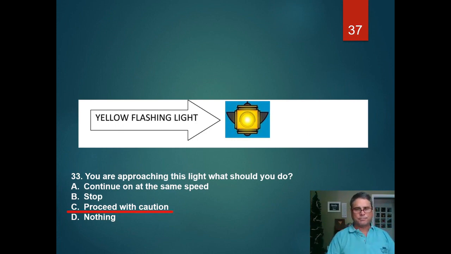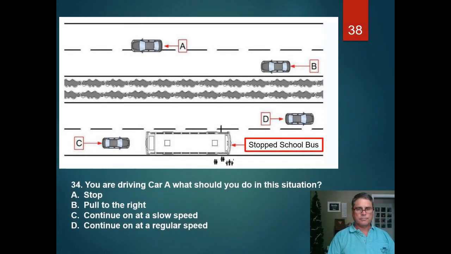All right, got a school bus. And this right here, all this little area here is a divided roadway. You can't get in it. It's like a ditch or something. Okay? You are driving car A. What should you do in this situation? So if I'm driving car A, I'm just going to keep on going. I don't need to stop. All right?